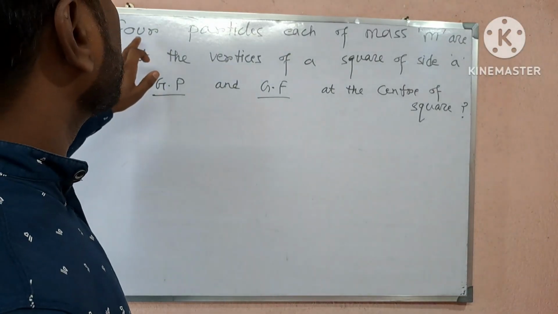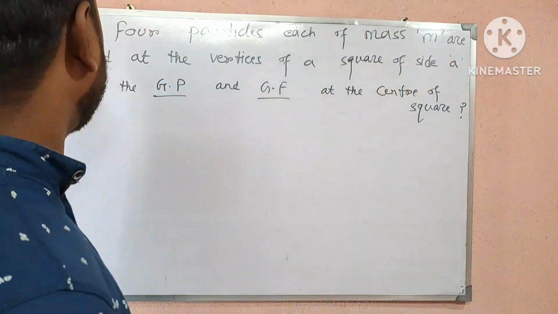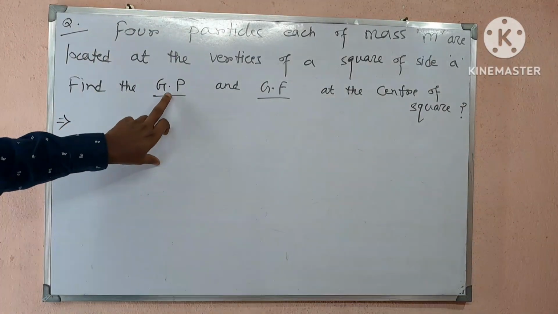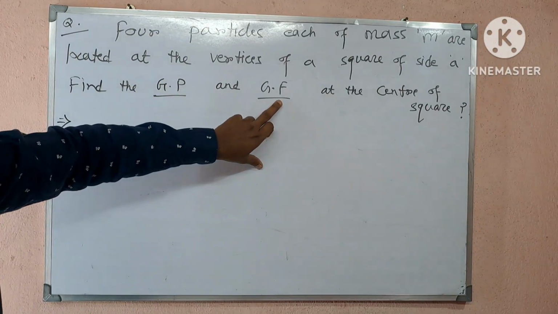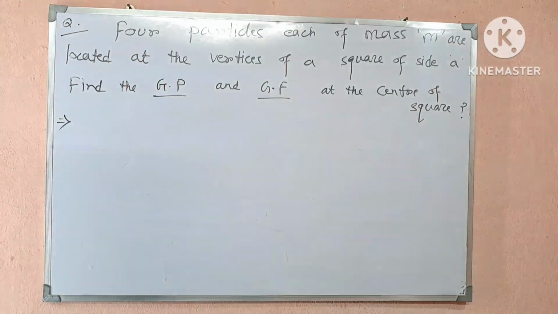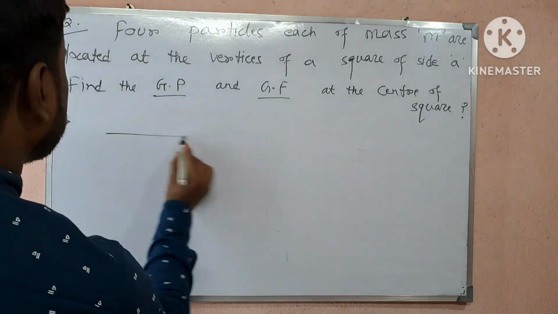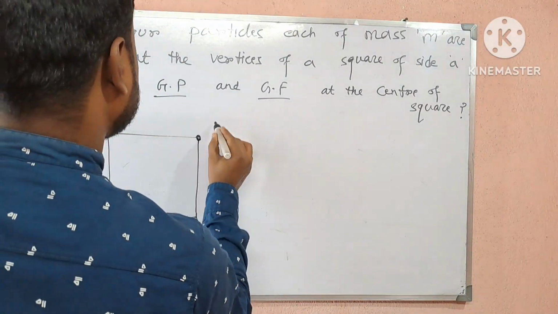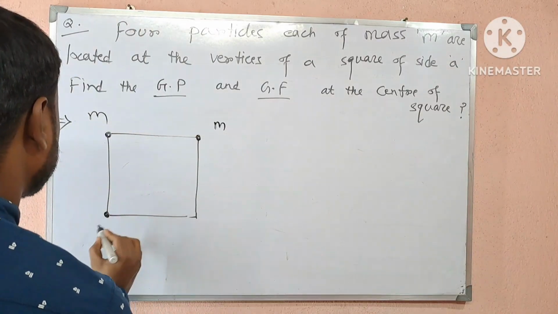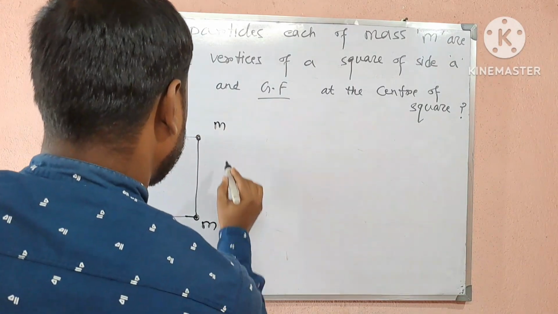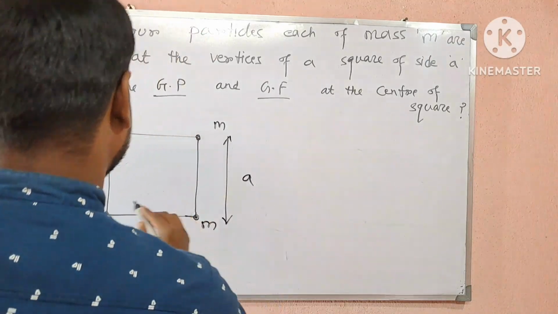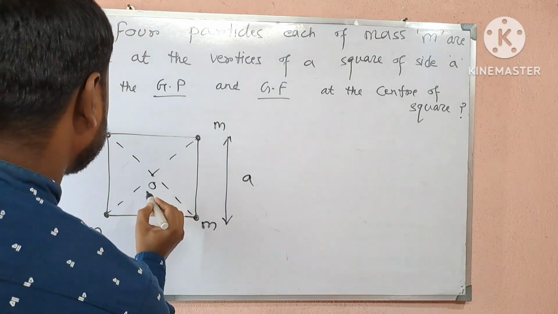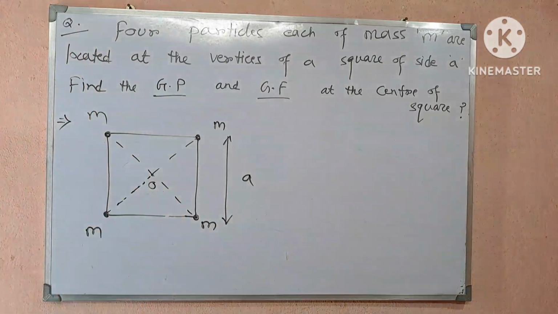Let's see this question. Four particles, each of mass m, are located at the vertices of a square of side A. Find the gravitational potential and gravitational field at the center of the square. So how will we calculate it? Let's say this is the square having side A and mass m is located at each of its vertices. Point O is the center of the square.